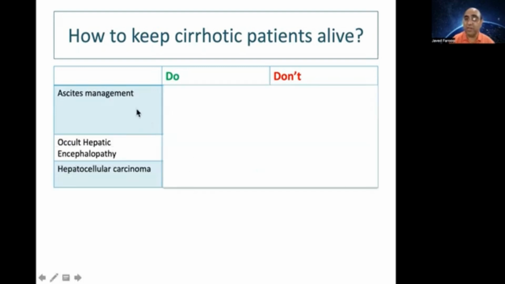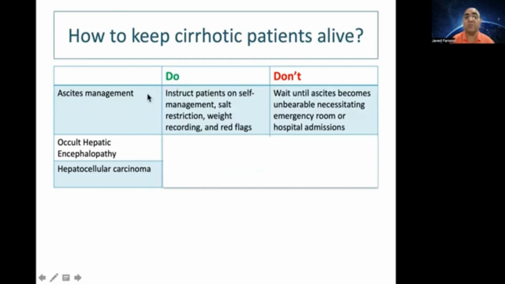The other do's and don'ts in the outdoor are ascites management, occult hepatic encephalopathy, and hepatocellular carcinoma. For ascites management, please do instruct patients on self-management: salt restriction, weight recording, and red flags. The patient must know what the red flags in ascites are and the importance of weight maintenance and avoiding extra salt. Please do not wait until ascites becomes unbearable, necessitating emergency room visits or hospital admission. So this is very important. You should be preemptive rather than reactive.